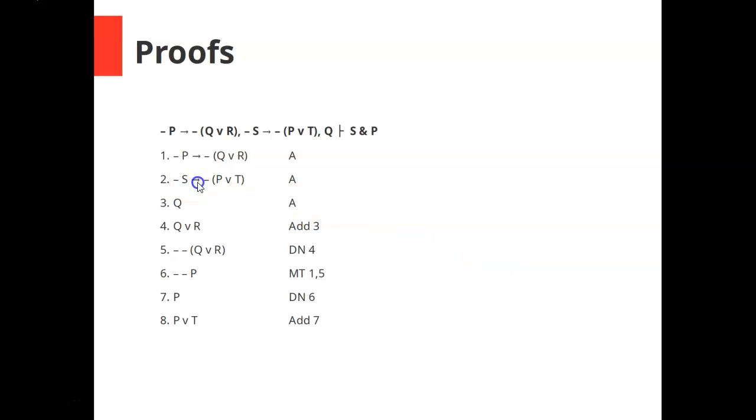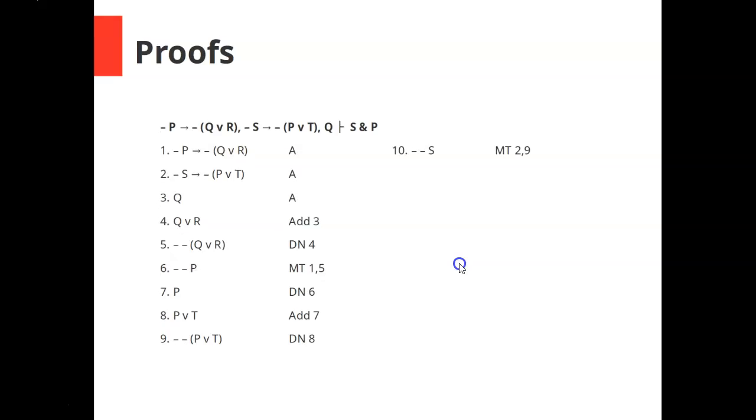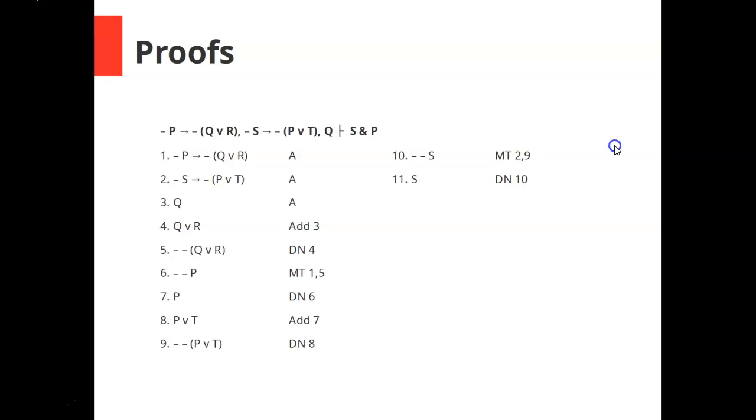Now look at 2 and 8. We're really close, again, to being able to use modus tollens. We just got to use double negation to get not P or T. Moving over here to step 10. That gets us not S. If you look at 2 and 9, again, you have a conditional and the negation of the consequent. So you get the negation of the antecedent. That allows us to get S by the rule of double negation.